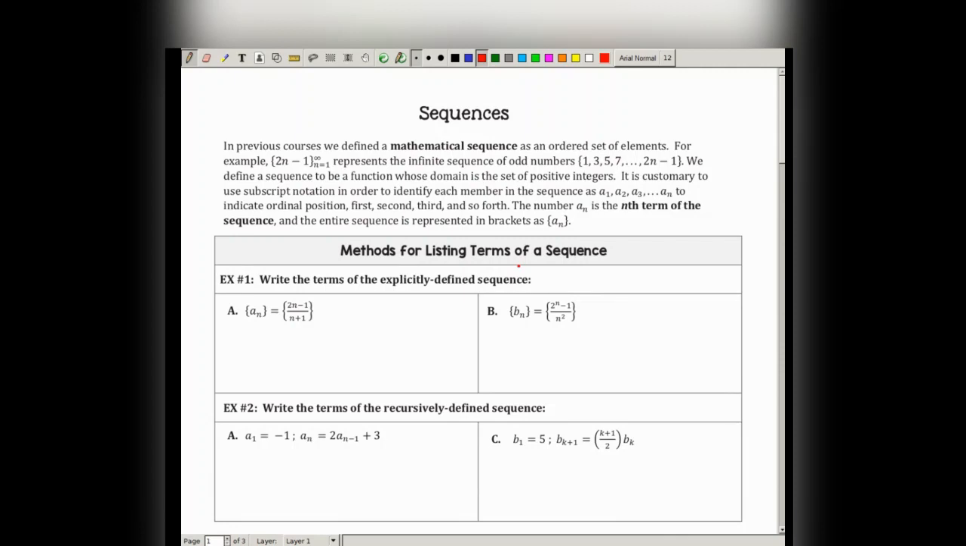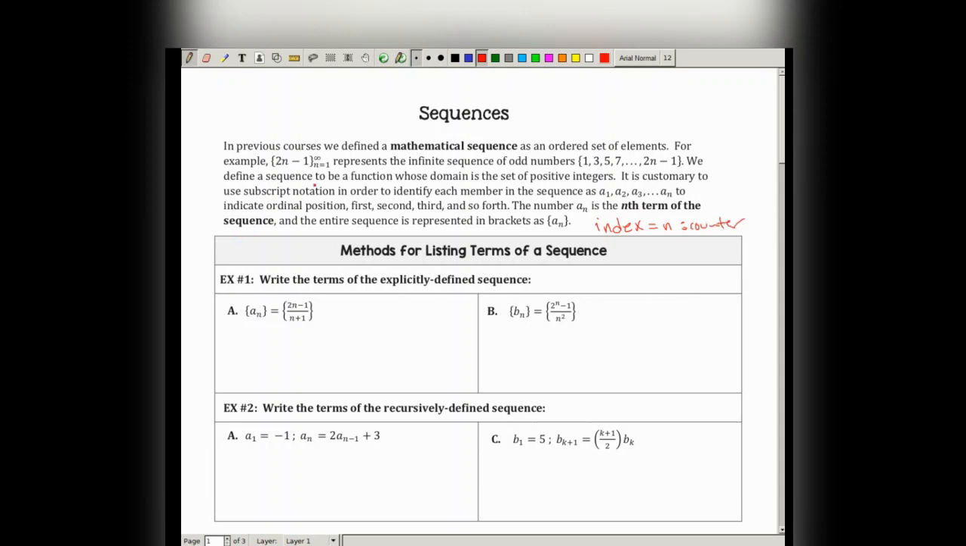Just notation-wise, when we write curly brackets and then a sub n, that means we're writing one of the terms for any n. So n is an index. Sequences are going to have an index, or basically a counter. So the index is our n, or sometimes it's our counter.